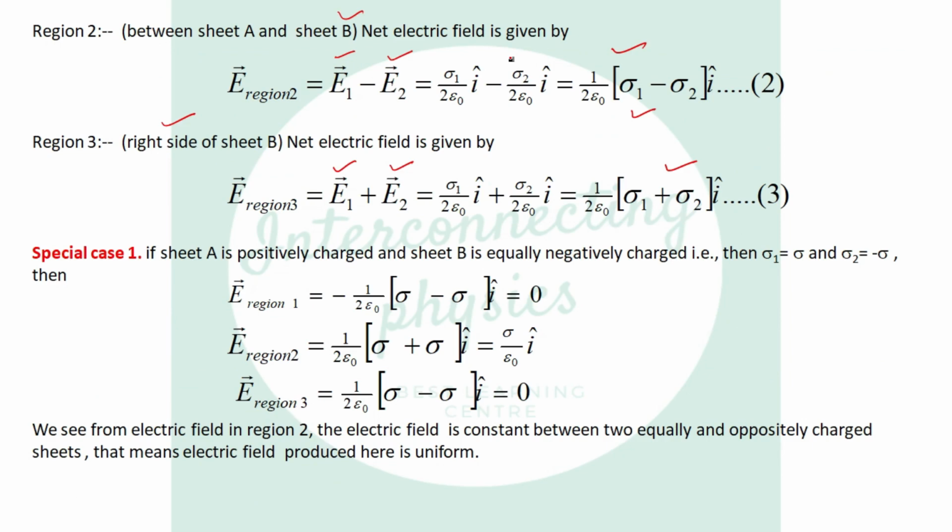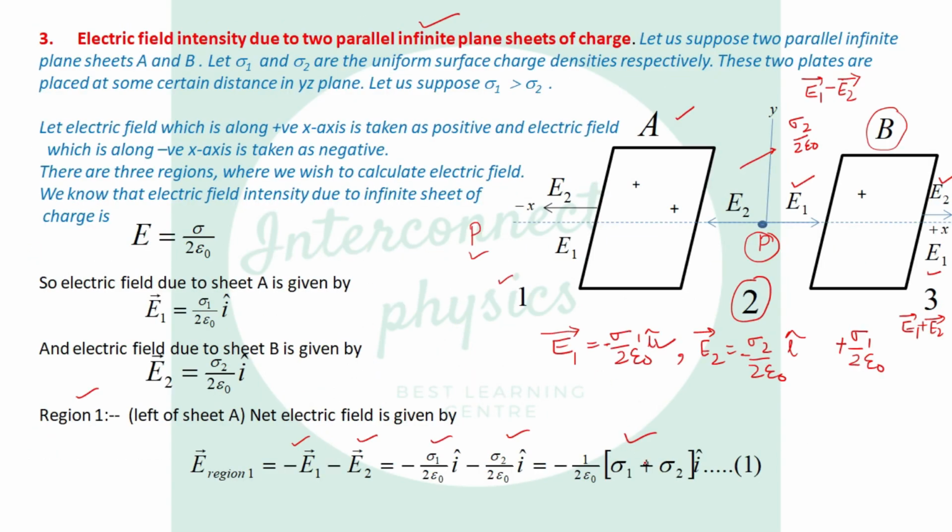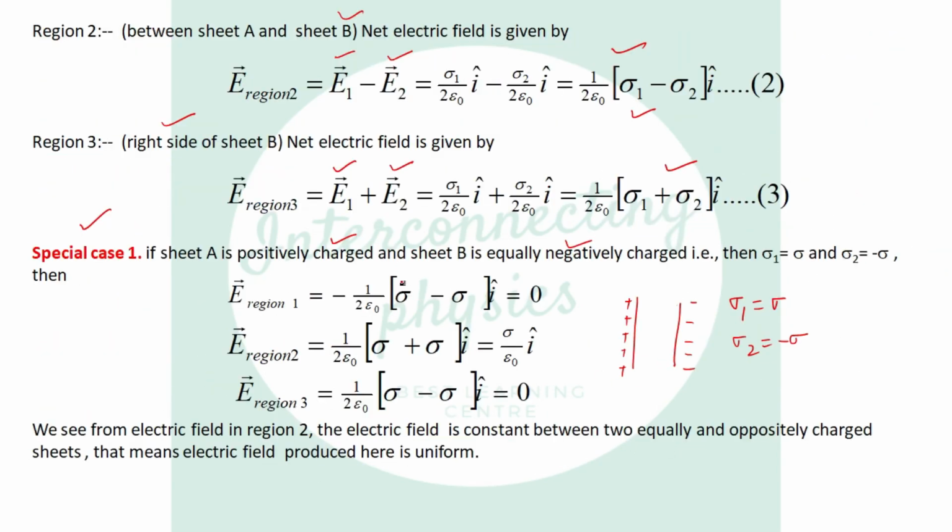But the key point which you have to remember is, come here. Special case. If sheet A is positively charged and sheet B is equally negatively charged, that means sigma 1 is sigma and sigma 2 is minus sigma. Now you see here in region 1, it is sigma 1 plus sigma 2. So sigma 1 we write sigma and sigma 2 we write minus sigma. The result is 0. It means to the left of the sheets the net electric field is 0 if the sheets are equally positive and negatively charged.